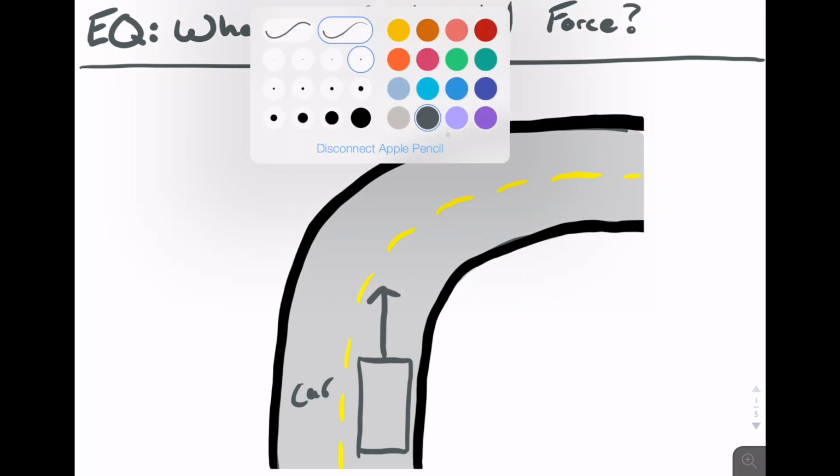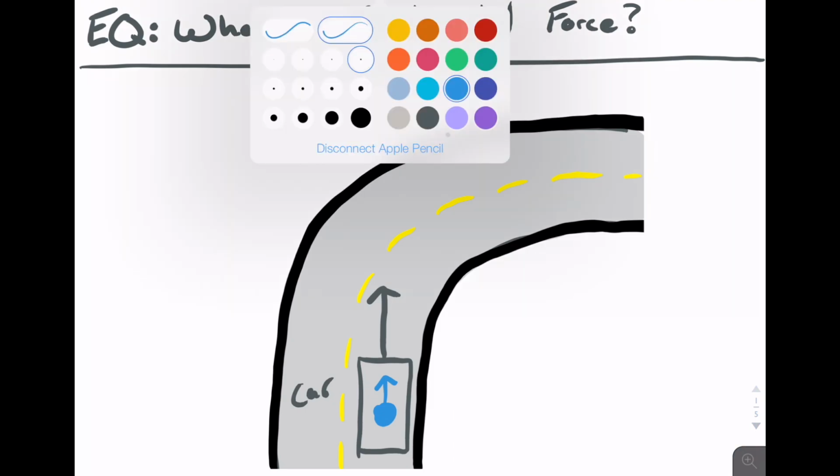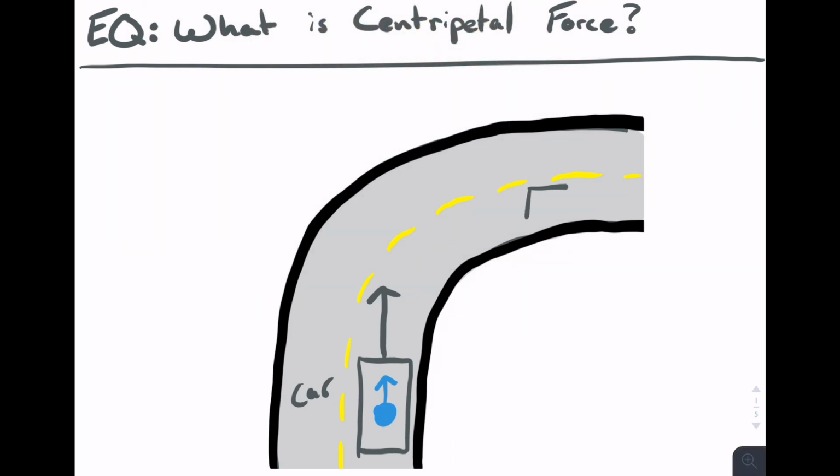Now you're inside the car, so we'll just draw you right there, and maybe you're sitting in the back seat or something, and you are moving in the same direction that the car is. So you and the car both are going up as I've drawn it on the screen. Now the car goes around the corner. A few moments later, the car is now traveling in this direction. You turn the wheels and the car is now traveling this way.